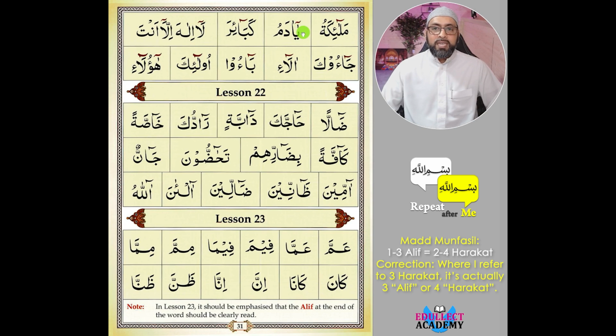So mad munfasil in this case is 3 harakats long according to the text that we are looking at now. All right. So Ya Adamu. Okay, so slightly shorter than the mad muttasil. Okay, so Ya Adamu. One more time. Ya Adamu. Okay, next. Kabaira. Again. Kabaira. Next.